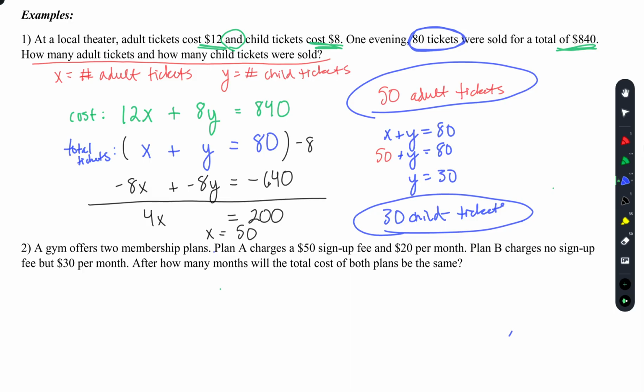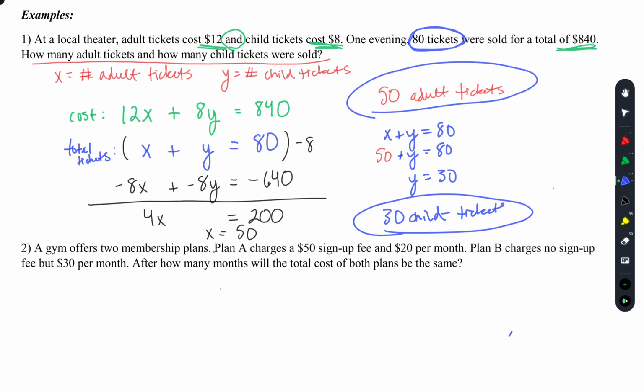Any questions? So that's a ticket one. They're all the same. They all look like that. So put the cost in one and then the total. There's always an X plus Y equals however many tickets there are. Okay. Then there's the membership thing. So there'll be gym, cell phone, those kinds of situations.